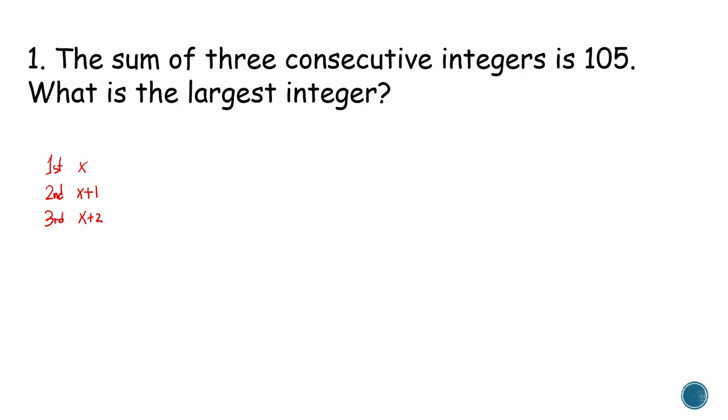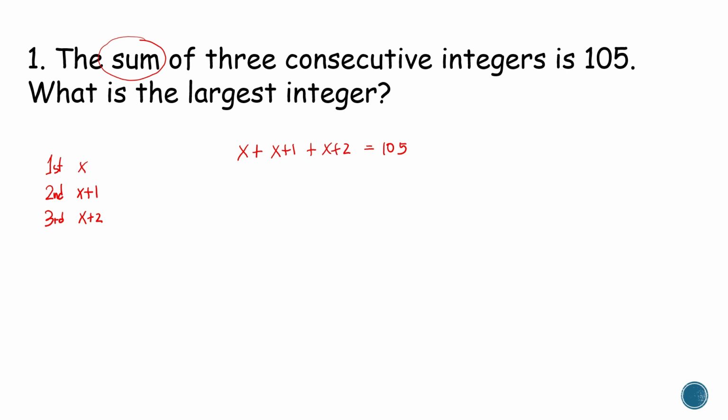Next is to create an equation based on the problem. The word sum here is very important because that means the mathematical operation that we will use is addition. The statement says that the sum, which means we will add the three consecutive integers, and the result will be 150. Which means our equation is going to be x plus, that's the first, the second is x plus 1, the third is x plus 2, equals 150.